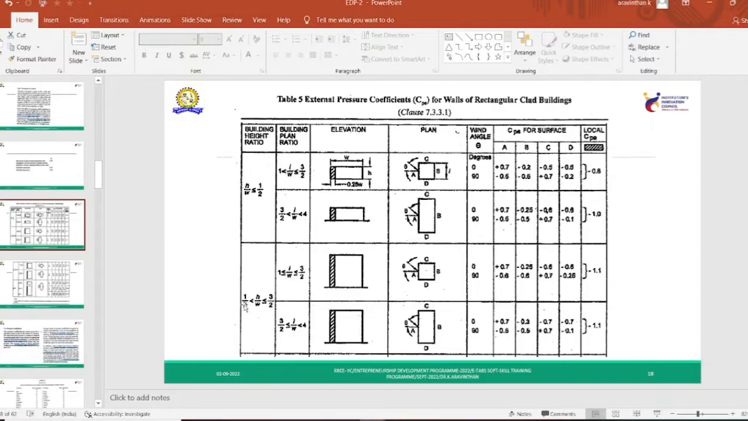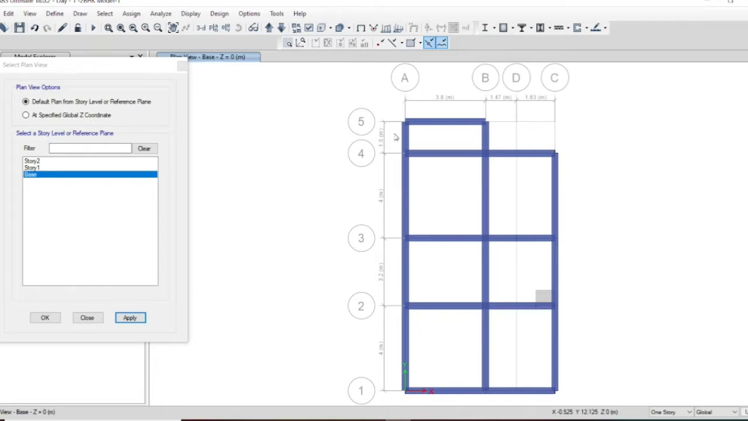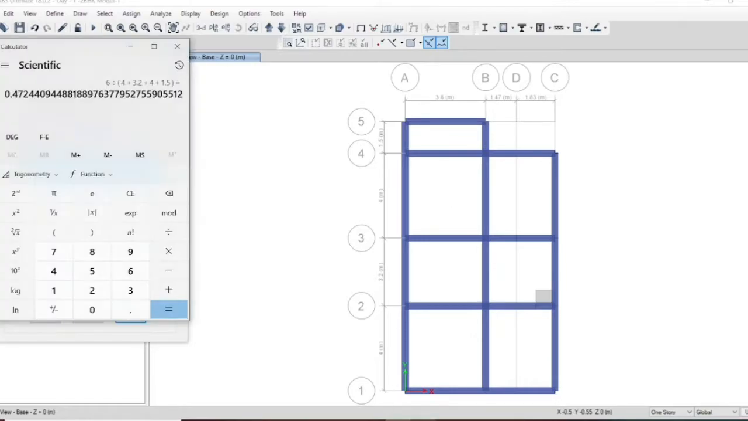If it is more than 0.45 to 1.5, we have to look into this case. Now this is our case. Width building plan ratio. What do you mean by this? This is length by width. What is length and what is width? In the plan you will be getting length and width. What is our length and width? Let us check here. Length we already know that it is 12.7 and width 3.8. Let us calculate here.